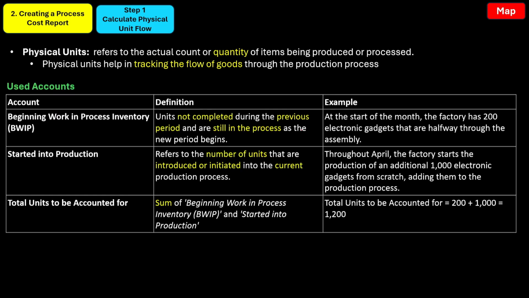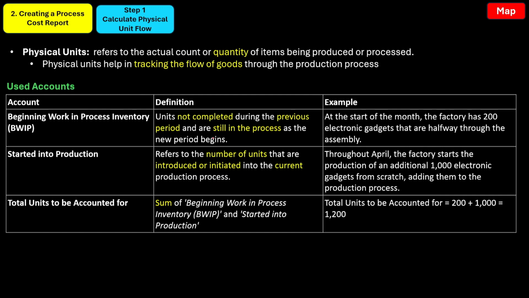So step 1, calculate physical unit flow. Physical units just refer to the actual count or the quantity of items being produced or processed. Physical units help in tracking the flow of goods through the production process, and this is why we need to keep track of it. So here are the accounts we use when calculating physical unit flow. If this is a lot to understand, don't worry. When we get to the examples, everything will make sense and all the accounts will be used in those examples.